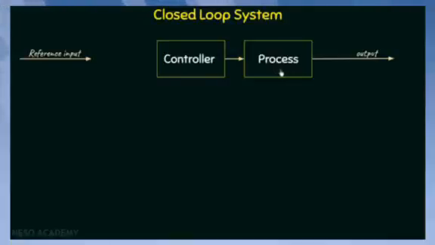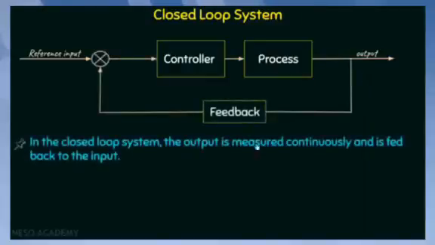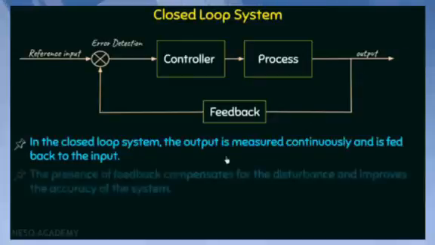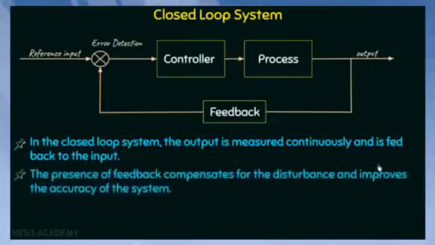So in order to maintain the desired output, we need to measure the output continuously, and we do it by using a feedback signal. In closed loop systems, the output is measured continuously and is fed back to the input, where the error with respect to the desired output is determined. We call this unit the error detection unit. And then after that, the signal goes to the controller. The controller then controls the amount of input according to the desired response, and then the control input goes to the process section, and hence we get the desired output. And this time, the desired output is maintained. In this way, the presence of feedback compensates for the disturbance, and it improves the accuracy of the system.